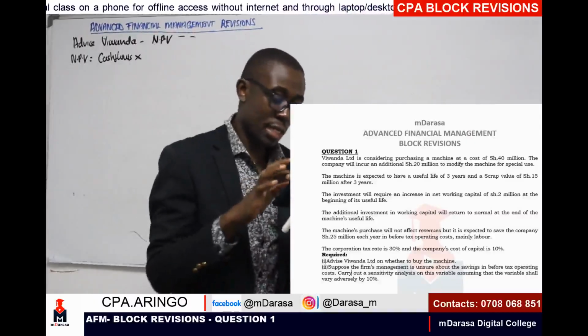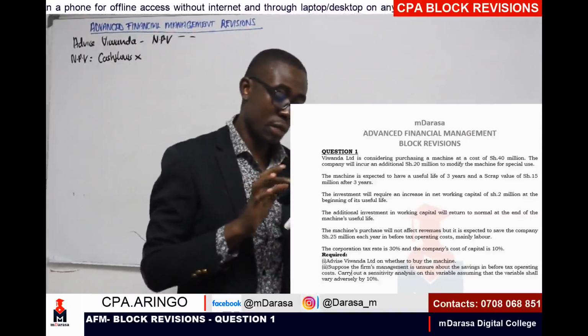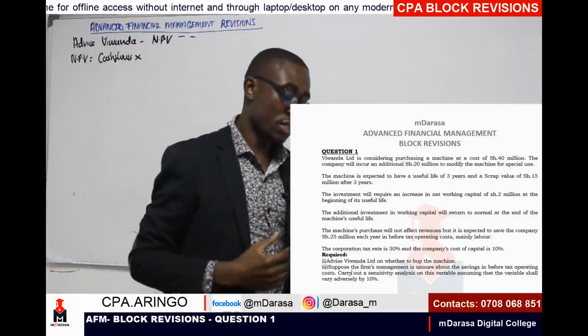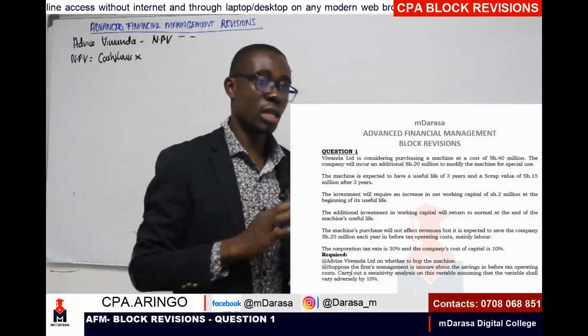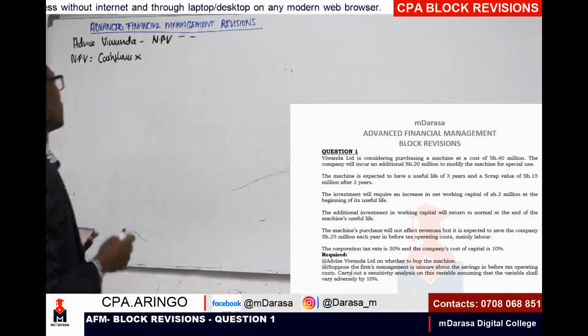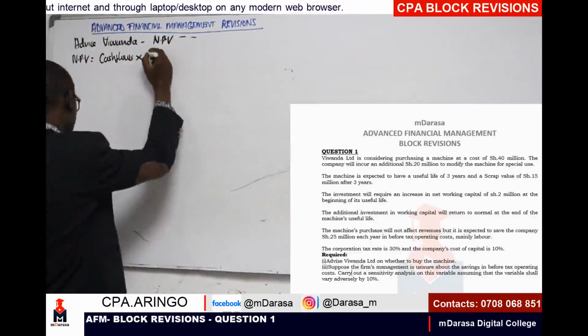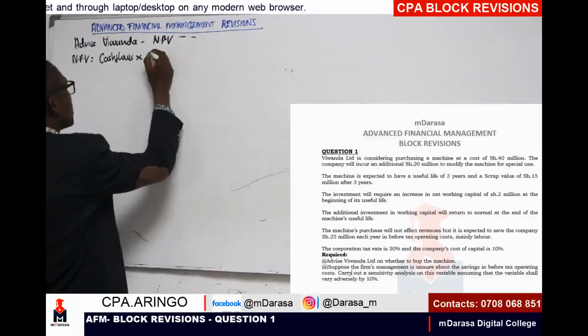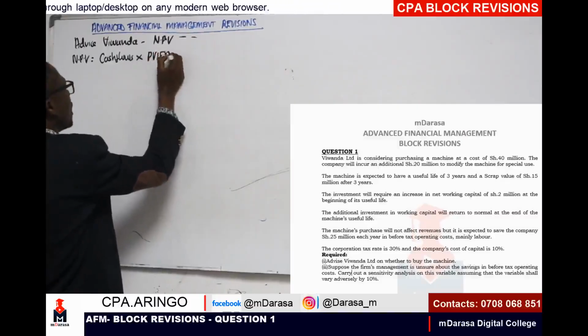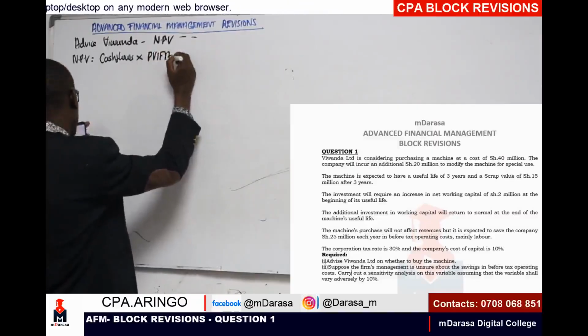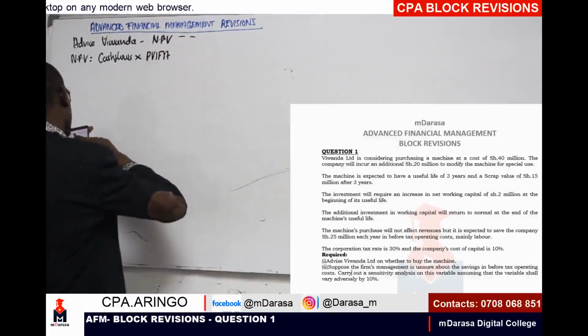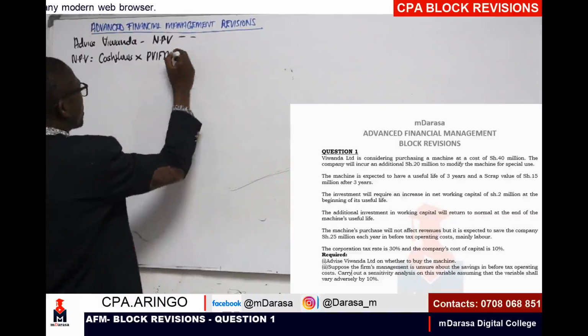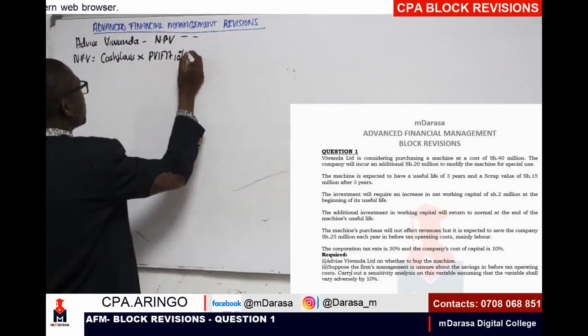If you check the statement here, you're told the machine purchase will not affect revenues, but is expected to save the company 25 million each year. So that saving is our cash flow each year for how many years? 3 years. So that is the present value interest factor, annuity, given our cost of capital. The company's cost of capital is 10%. So 10%, 3 years.